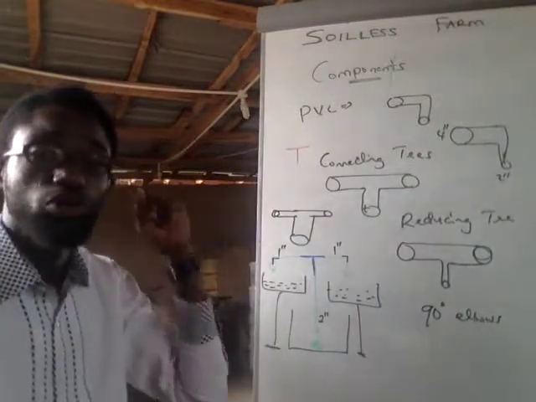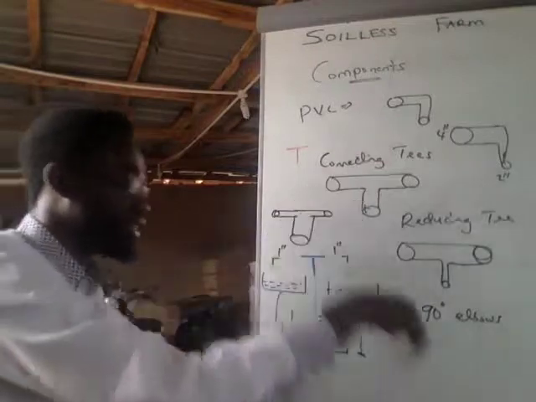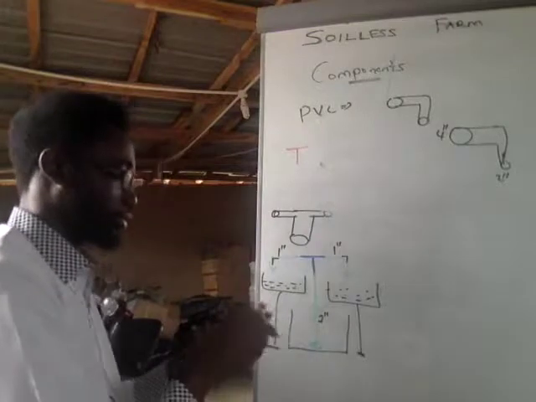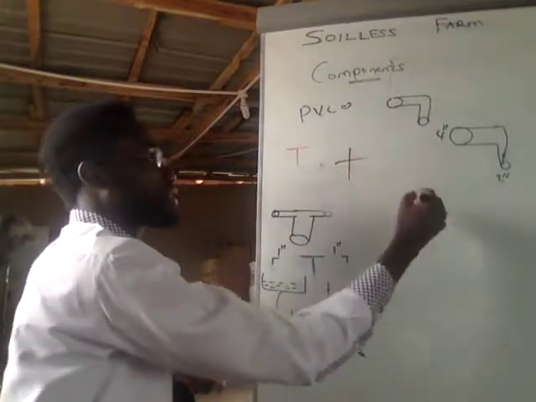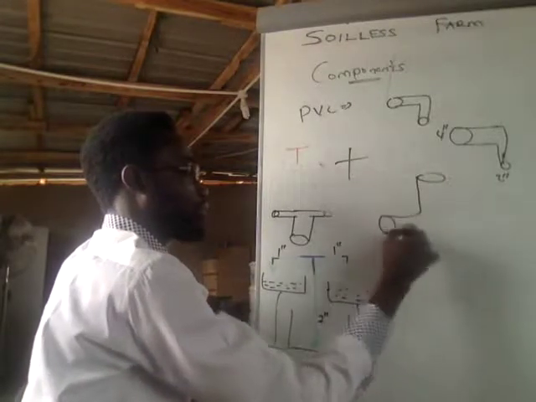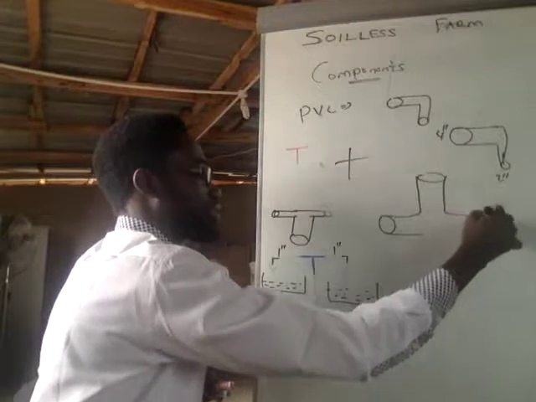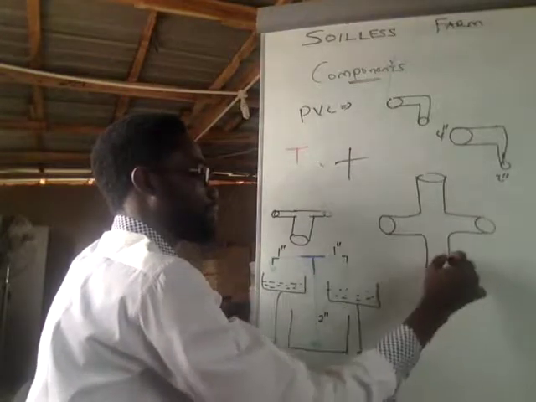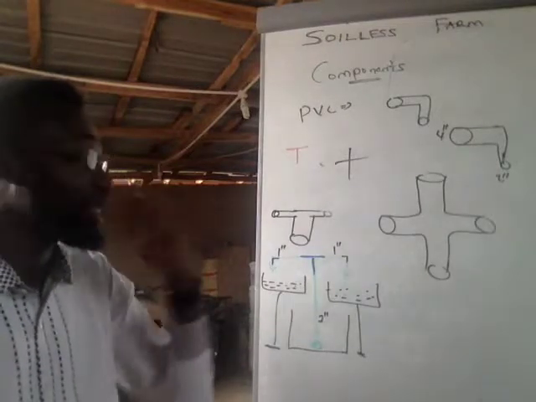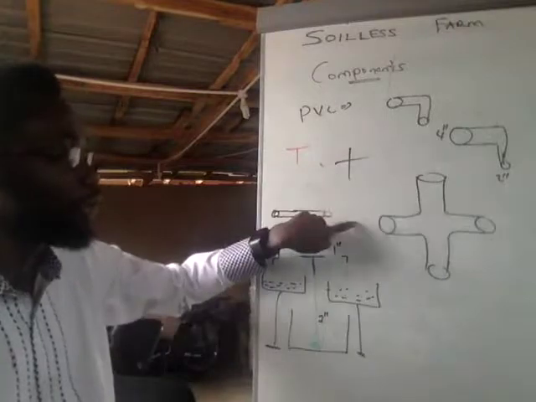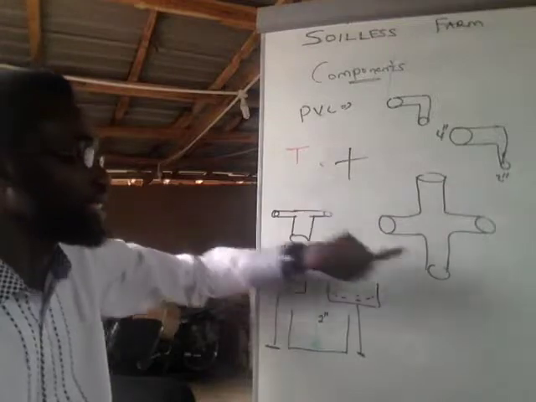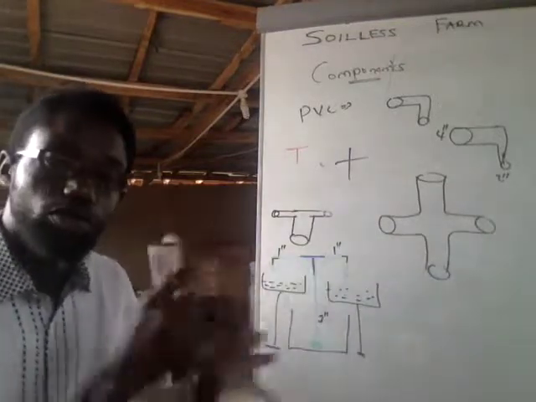Then we have what we call crosses. So we've talked about the T's. So what are the crosses? Just like a cross. So you have them coming like that. So you have it like that. There are times you probably want to take water from multiple channels, and maybe you want water to come from here, from here, from here, and go here, or water coming from here, you want to distribute here, here, and here. So depending on the need.